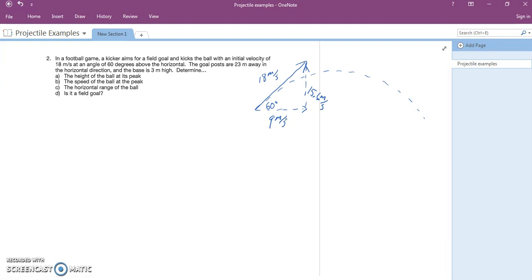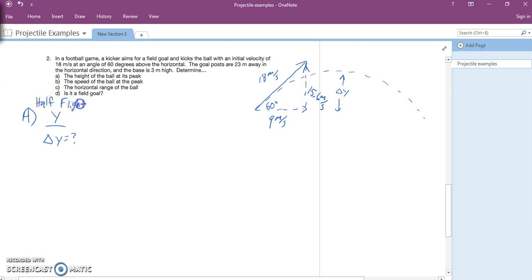Okay, so for part A, we're asked to find the height of the ball at its peak. So that is right here. We're looking for that. In the y direction, we're looking for that maximum height. Now, the maximum height occurs obviously halfway through the flight, so we're only going to look at half the flight in this case. So we're looking for that displacement. We know the initial velocity is 15.6. We know our acceleration, gravity.